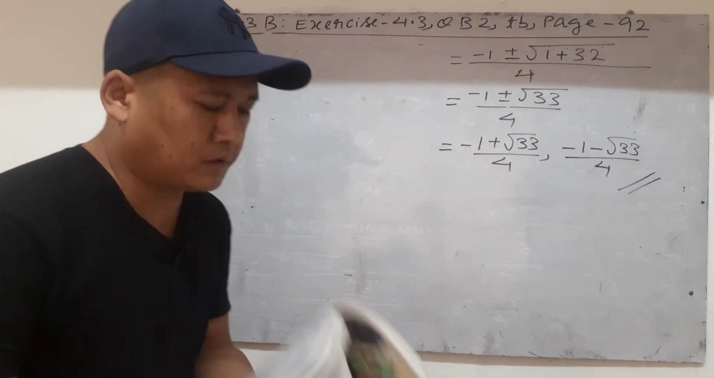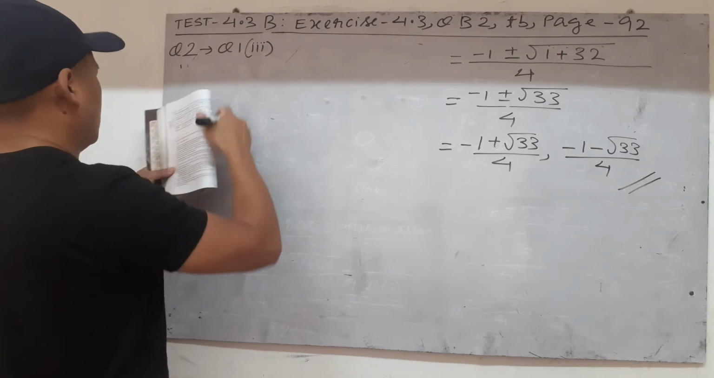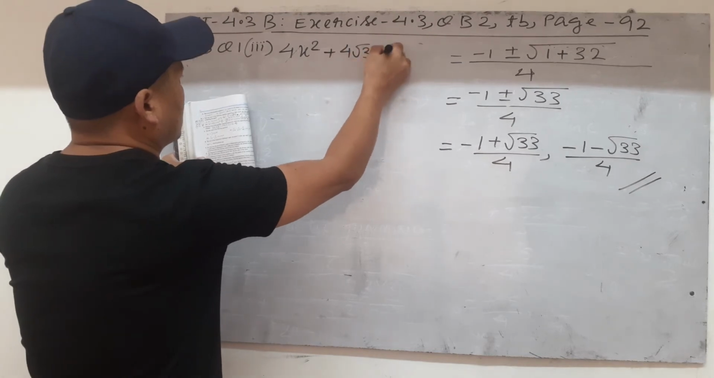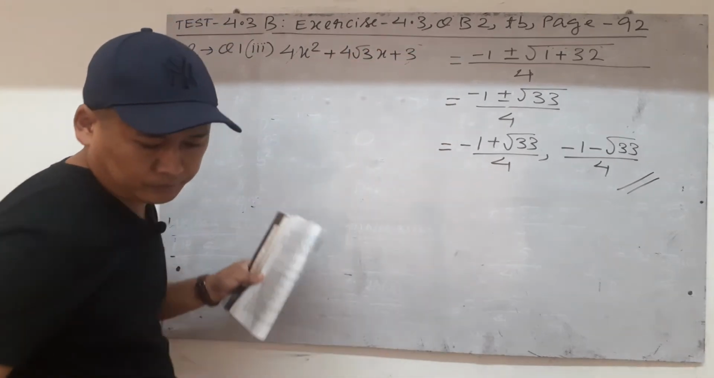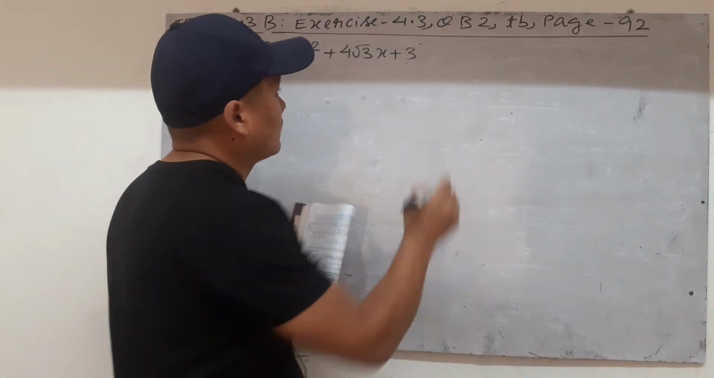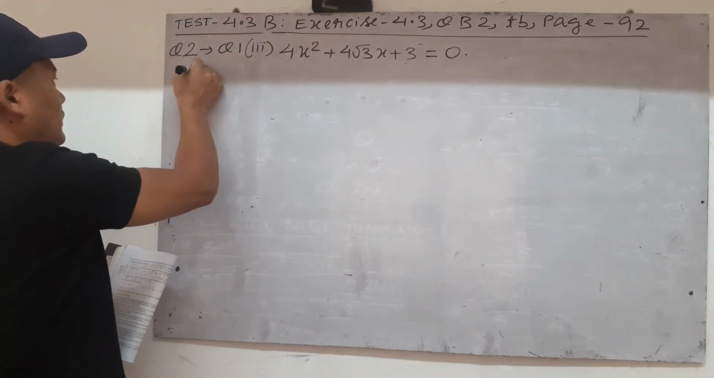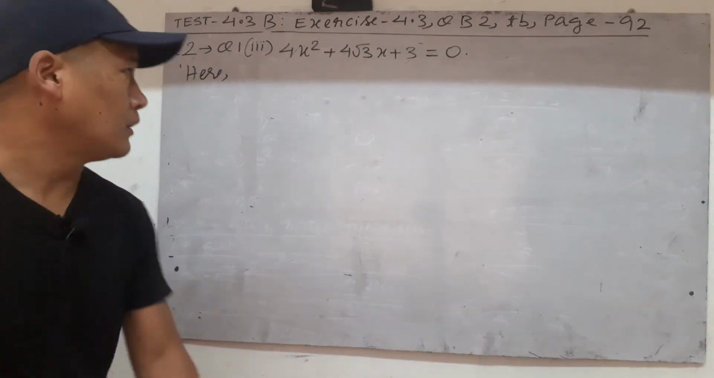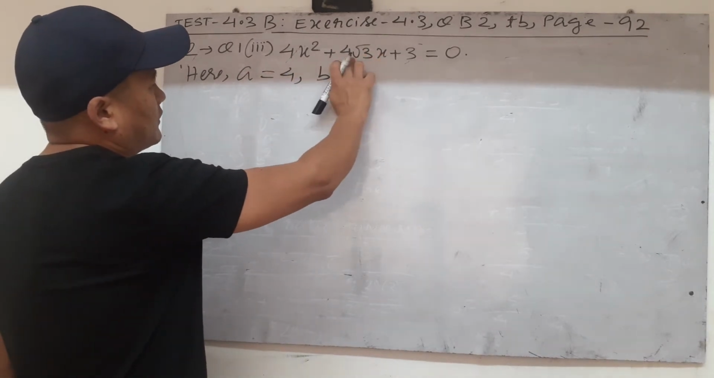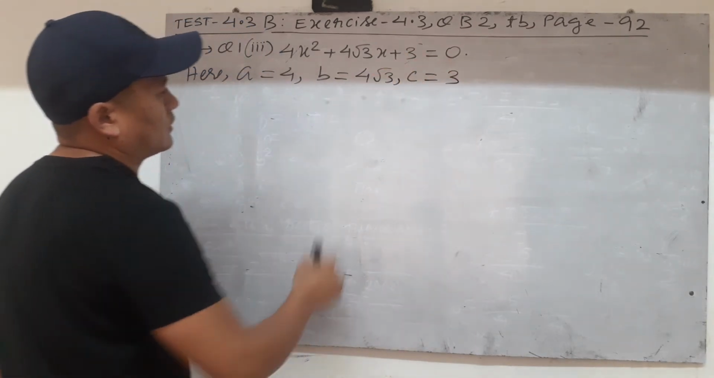So here, number 3, question number 1, subheading 3. That's what we are using for question number 2. So 4x squared plus 4 root 3 x plus 3 is equal to 0. That's what we're going to use. So I think it's already arranged. So you write here, a is the coefficient of x squared, which is 4. b is the coefficient of x, in front of x, so plus 4 root 3. c is the one in the third place, third term, so 3.